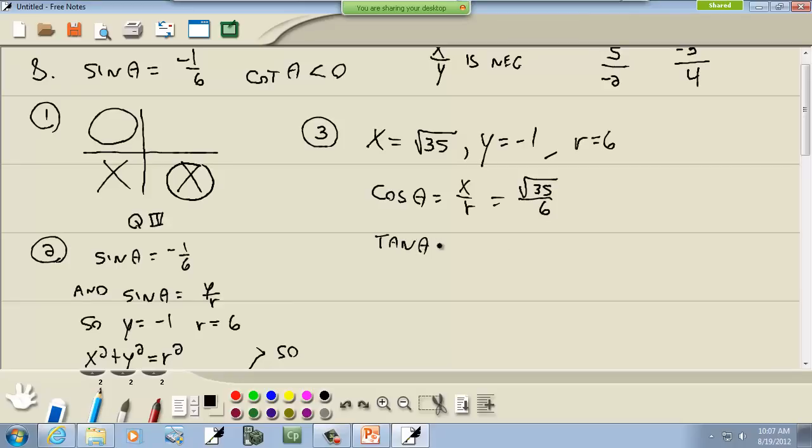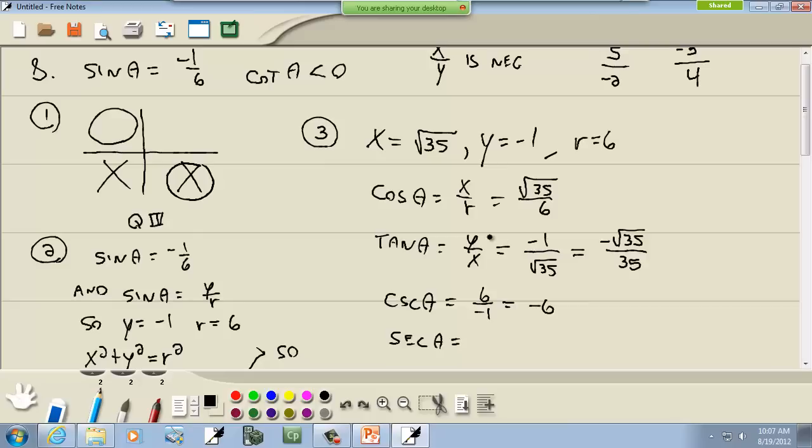Tangent. Tangent is y over x. Y is negative 1. X is square root of 35. Now we can't have a square root downstairs, so we'll multiply top and bottom by the square root of 35. So I get negative square root of 35 over 35. Cosecant. Cosecant is sine flipped. Sine was negative 1 over 6. So this would be 6 over negative 1, or just negative 6.